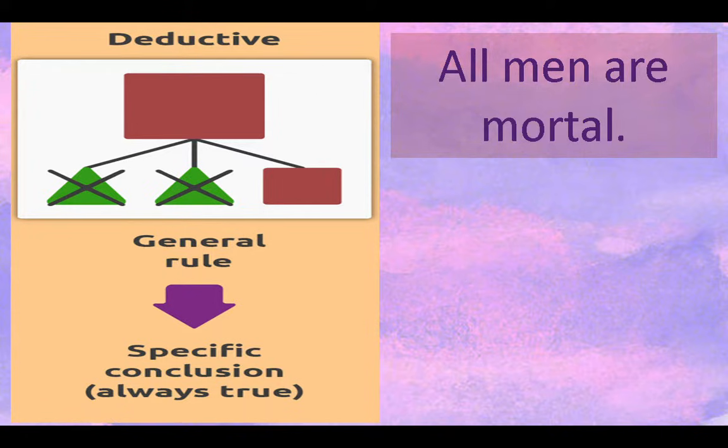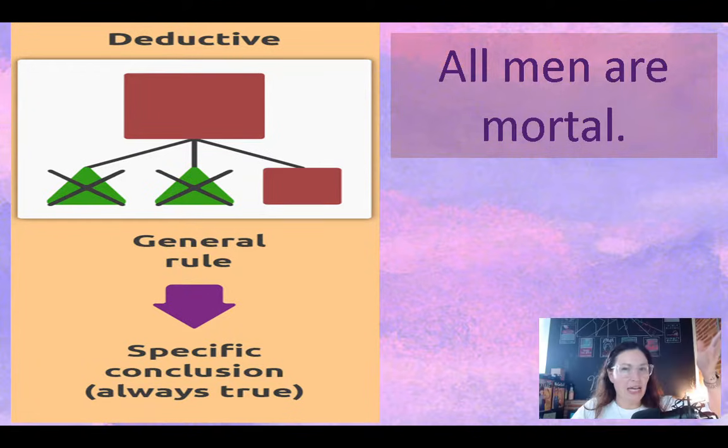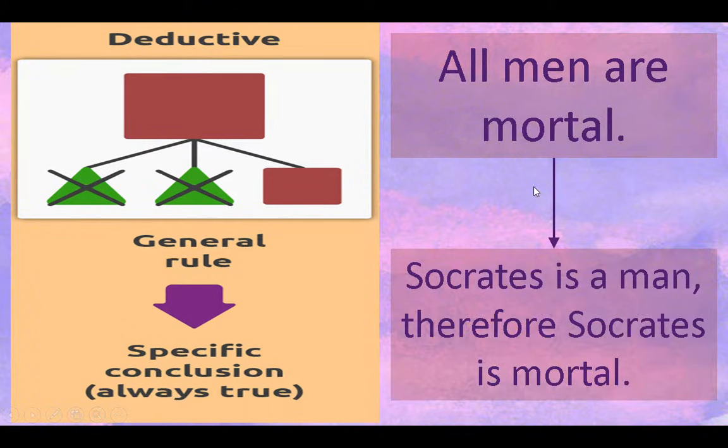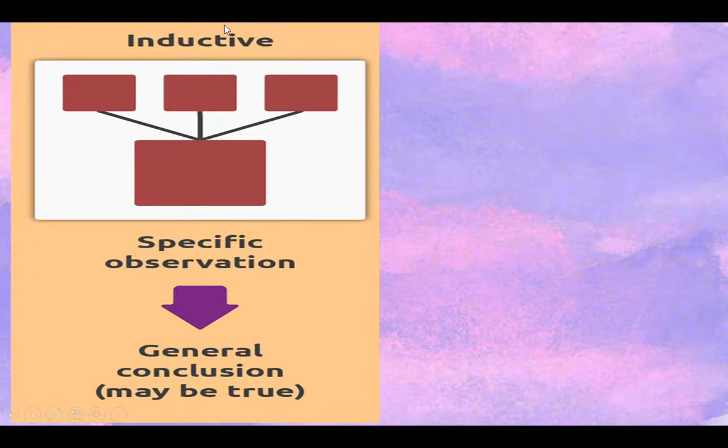It comes down from Aristotle. If all men are mortal, mortal means are born and then someday die. If all men are mortal and Socrates is a man, Socrates is mortal. We take a rule and we apply it to a specific instance or a specific example. After deductive reasoning comes inductive reasoning.